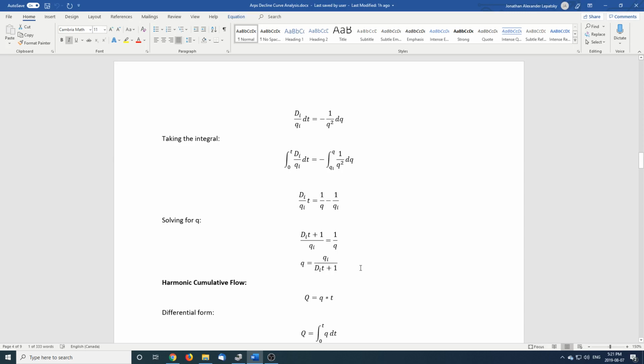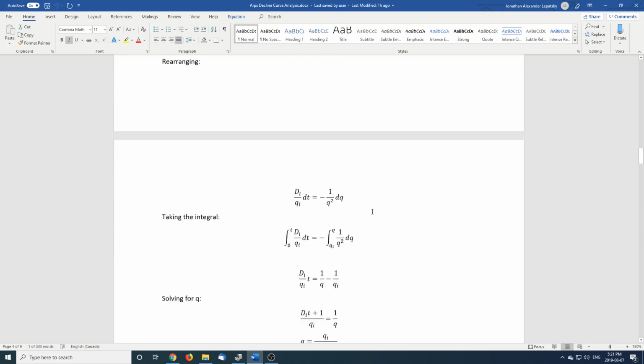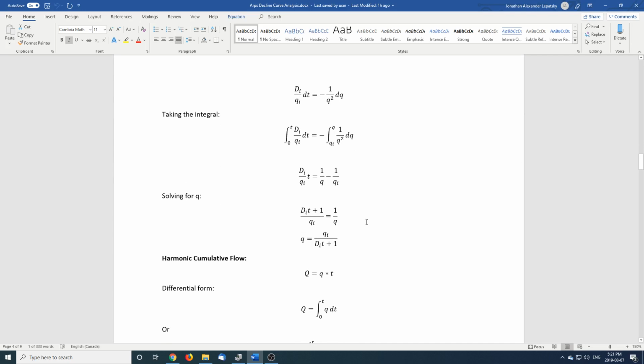Now, for this equation here, it's not like the previous ones where we can easily draw a straight line on either a Cartesian or a semi-log plot or log plot, because there's no simple Cartesian or semi-log relationship here. So we won't find anything like that for this particular case of the harmonic flow rate versus time curve.